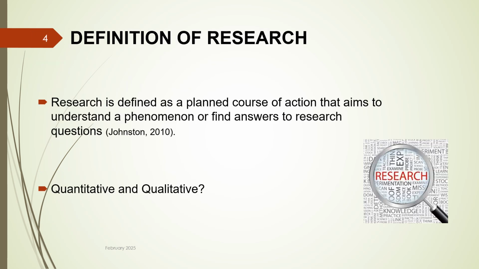Definition of research. What is research? Research is defined as a planned course of action. So a planned course of action, so it's an action that consists of several steps that aims to understand a phenomenon. We need to comprehend a phenomenon from particular aspects. And we have research questions, and we need to find answers to those research questions. So mostly when we want to do a research, we do what we call a literature review. Literature review, we read the previous papers, the previous works on this particular issue.